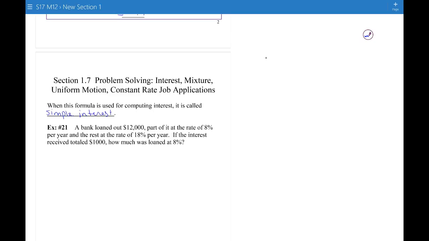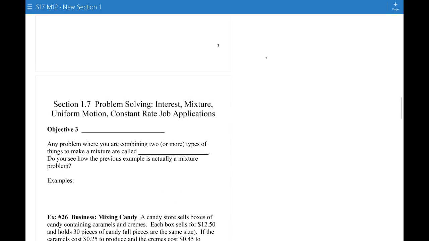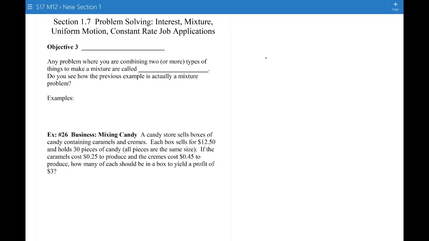So we're going to do this problem in class together so that we can work it out. And I just wanted you to have all the basics before we started. So we'll do that one in class. So objective 3 is mixture problems.